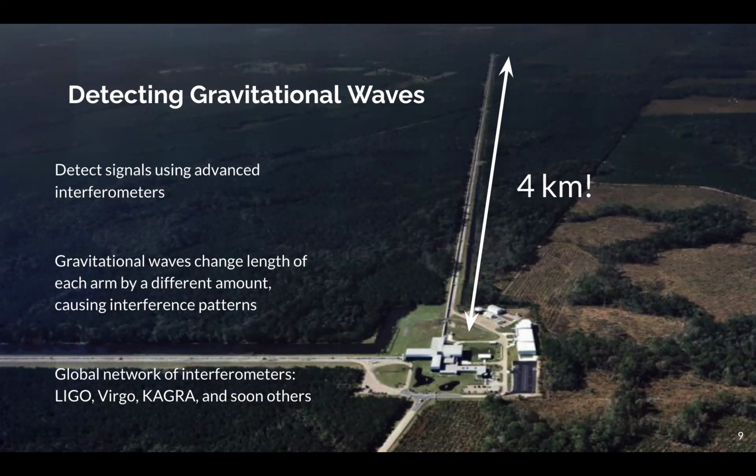We have LIGO India, which is under construction, and soon, in the course of years, we'll have the space-based LISA interferometer. As the gravitational waves pass through each arm, they cause each arm of this L to shift by a different amount, and that interference pattern can be picked up by the sensors there.